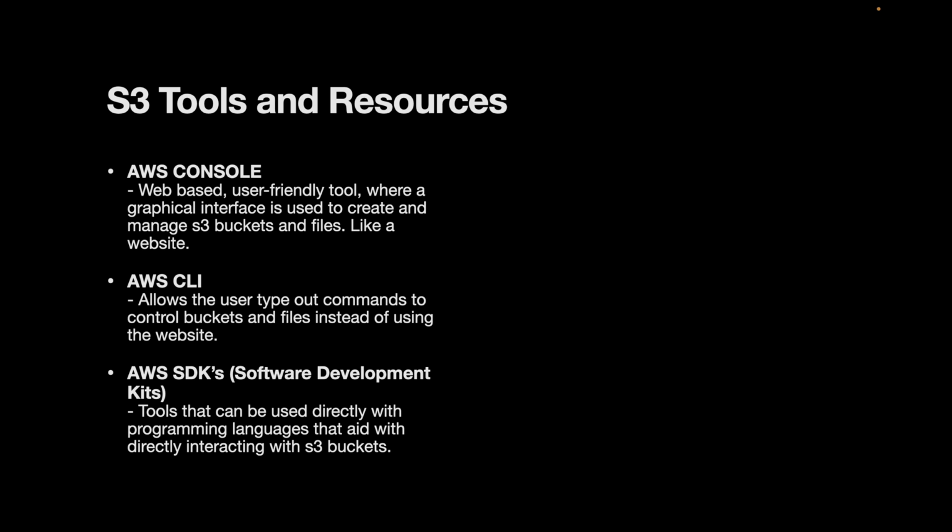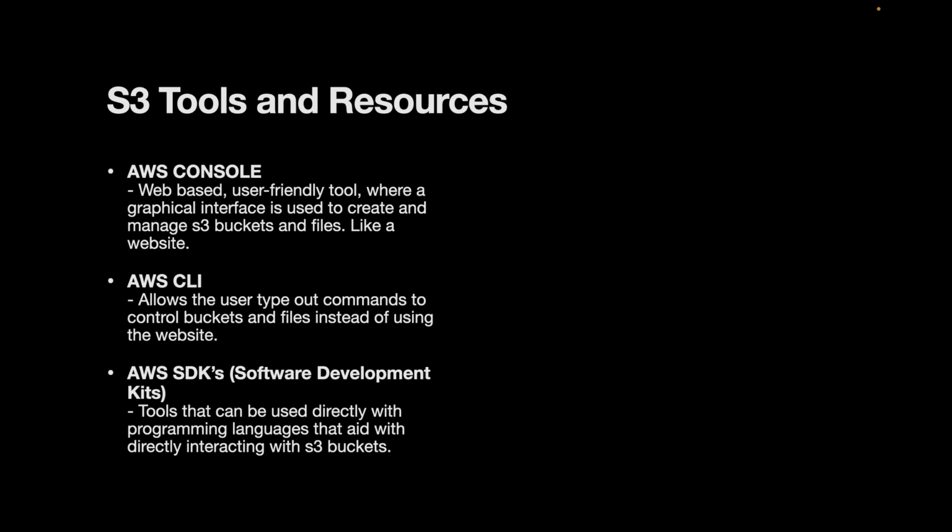So what else do we have? S3 has various tools and resources. For example, we have the AWS Console. In order to access AWS S3, you can use the AWS Console, which is a web-based, user-friendly tool. It mimics a website or web application, where a graphical interface is used to create and manage S3 buckets and files. We also have the command line interface, AWS CLI, which allows the user to type out commands to control buckets and files instead of using the console, that website feature.